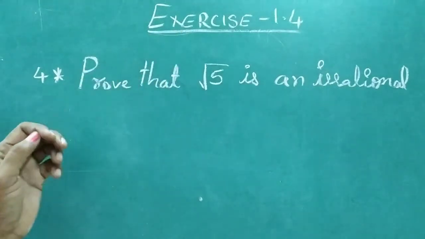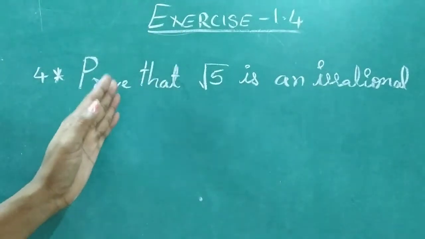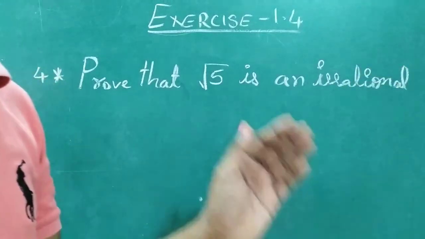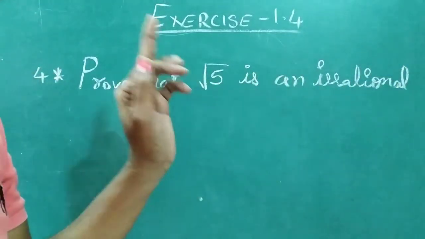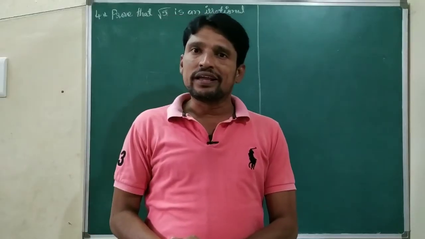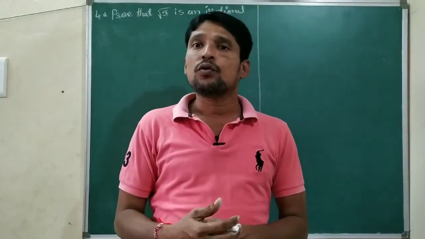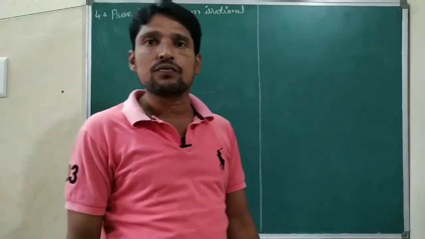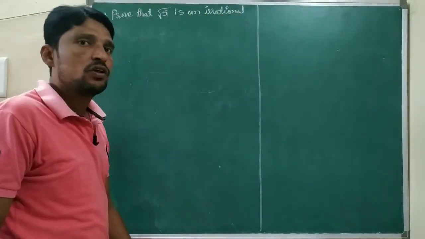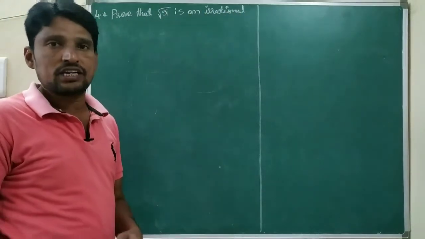Exercise 1.4, fourth problem. Prove that root 5 is an irrational number. So we need to show root 5 is an irrational number. We can use proof by contradiction for this problem. What is proof by contradiction? Here root 5 is irrational, it is given. So we need to take the opposite direction.